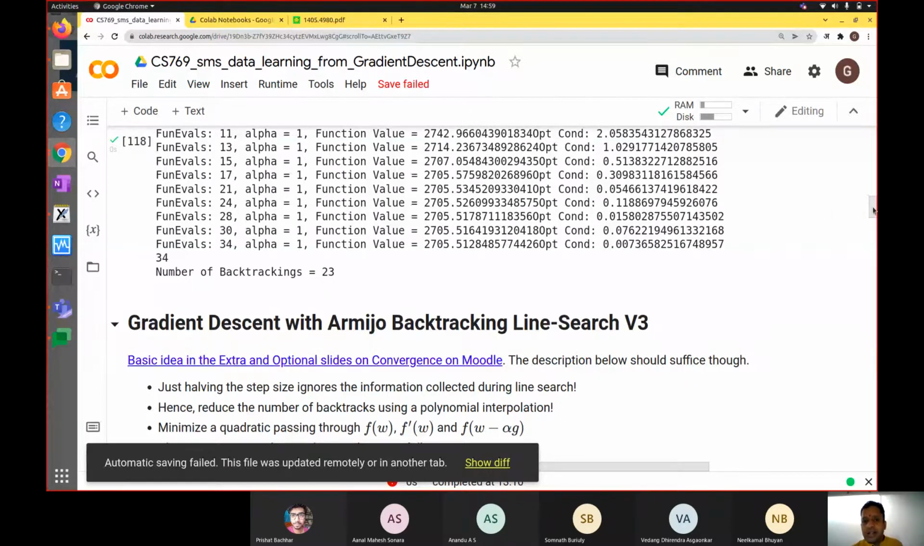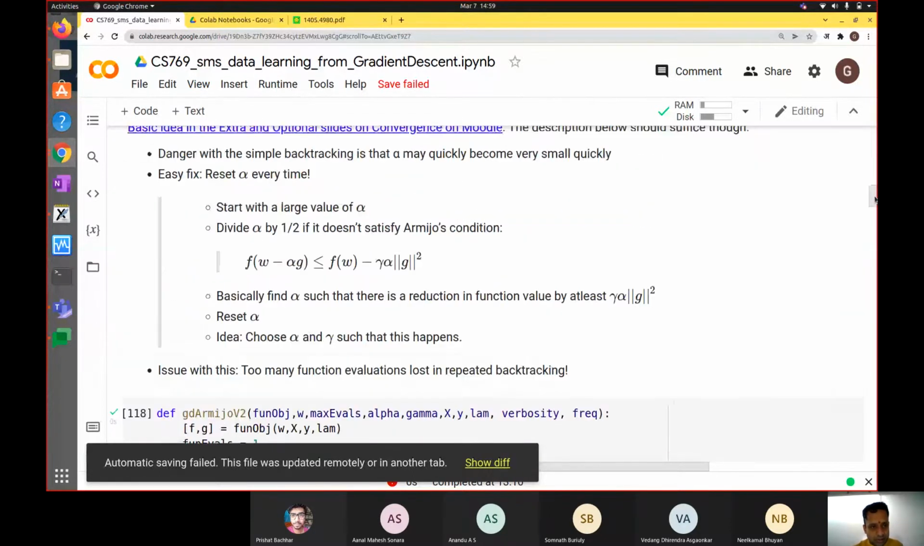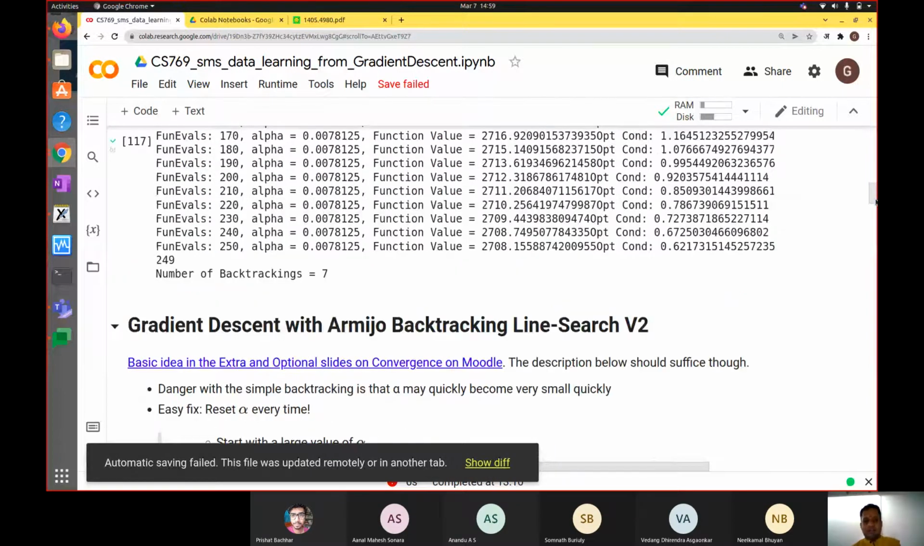If you look at the previous one, I had printed the backtrackings there also: 7, only 7. It's obvious. The previous one, version 1, kept backtracking and used that backtracking information in the next iterate. This guy is going to start from scratch, so it's going to backtrack a lot more. No surprise.